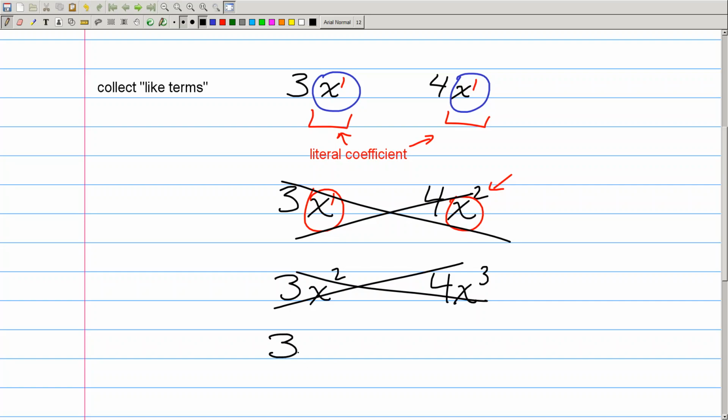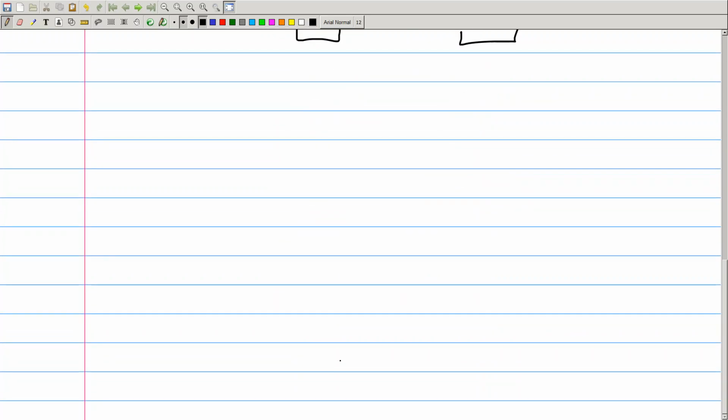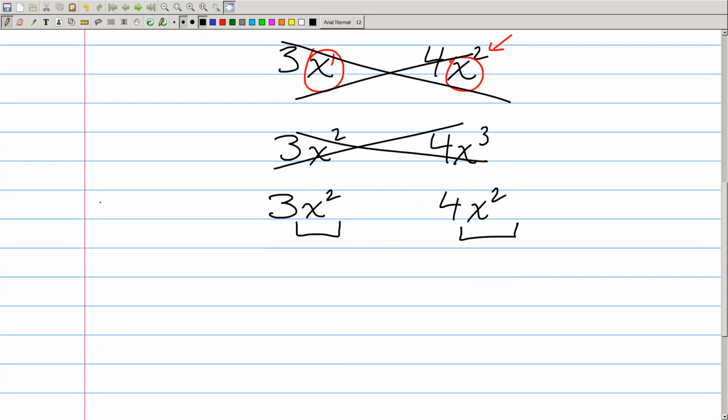What I can say though is that 3x squared and 4x squared are like terms. They have the exact same variable and the exact same exponent. Thus, we say they have the exact same literal coefficient. Therefore, they are like terms, so we can collect them. So what does collecting mean? Collecting means you either add or subtract the two terms.